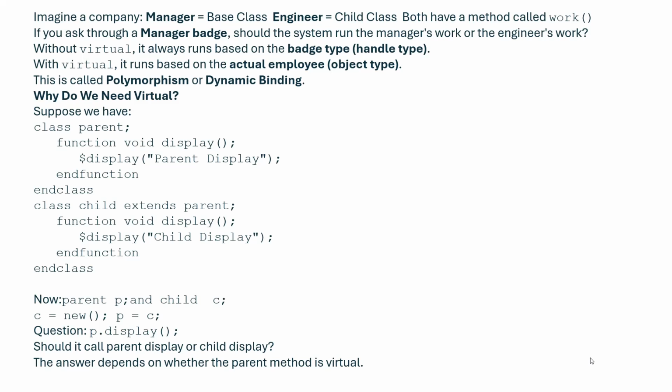Without the virtual keyword, it runs on the handle type; with virtual, it runs the actual object. So polymorphism and dynamic binding: with the virtual keyword, polymorphism needs inheritance and a virtual method. The virtual method tells you which method to print. I want to print the method based on the object creation. For whom are you creating the object: p equal to new, or c equal to new? Based on that, the object is created.